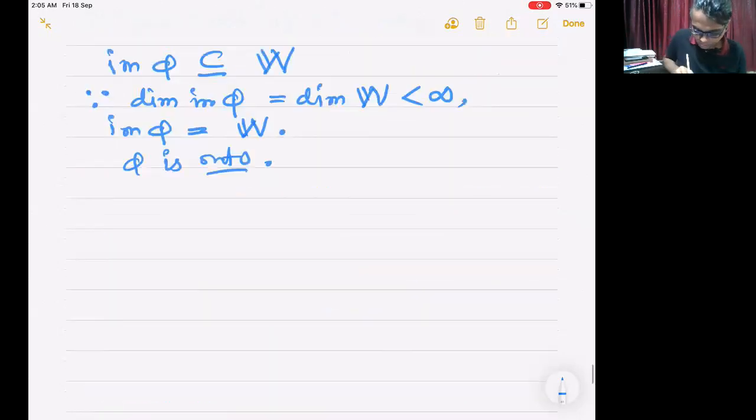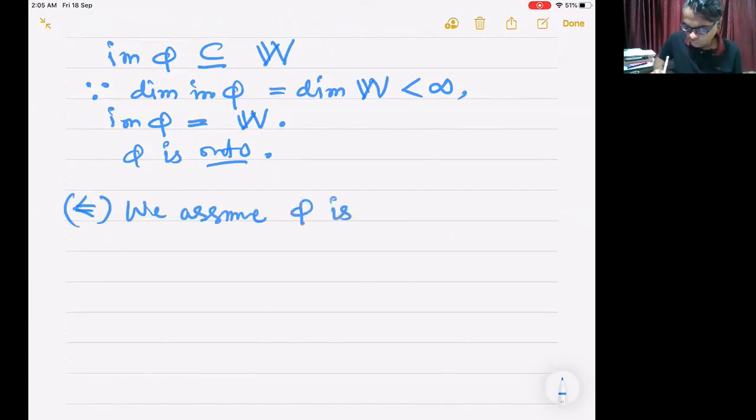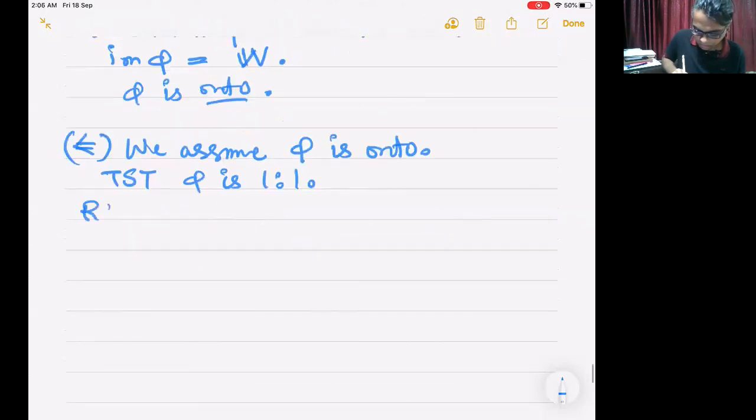Okay, now the other direction. Once again, it's equally simple. What we assume is phi is onto. We have to show that phi is 1 to 1. Once again, rank nullity theorem. Rank nullity theorem implies that, what does it say?